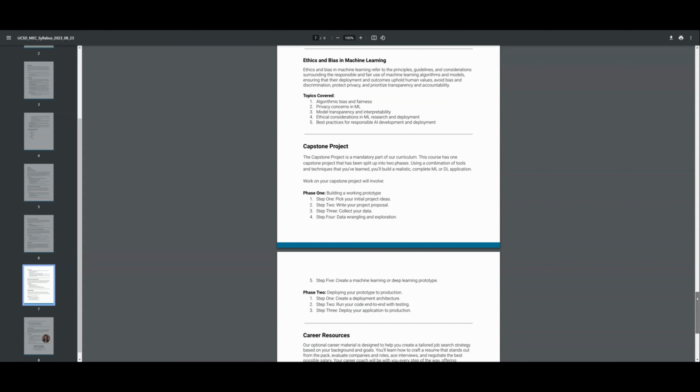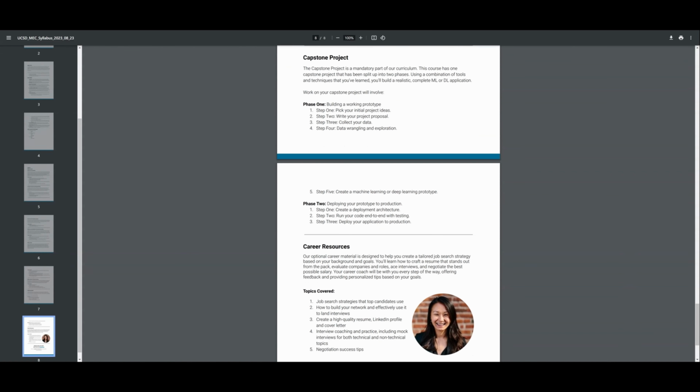Will tech companies from countries that allow them to invade the privacy of their users and collect whatever information they want have a distinct advantage over ones from countries who protect the privacy of their citizens? And lastly, there is the capstone project to either create a machine learning application or a deep learning application.